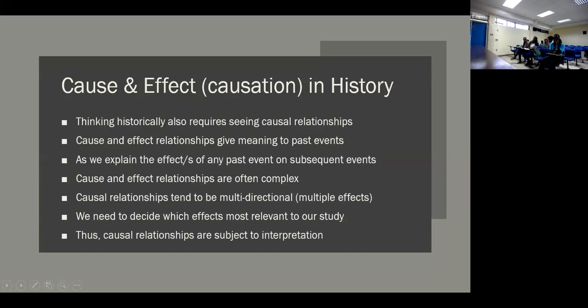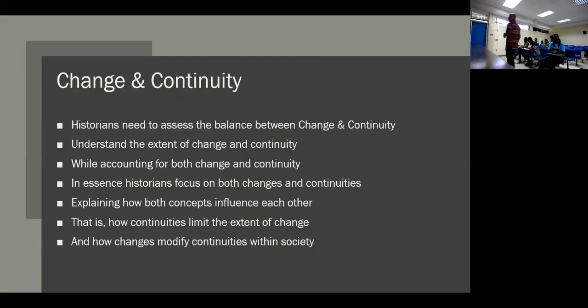All right, let's continue. So let's continue with this discussion. Change and continuity, important for you to think in those sort of terms.